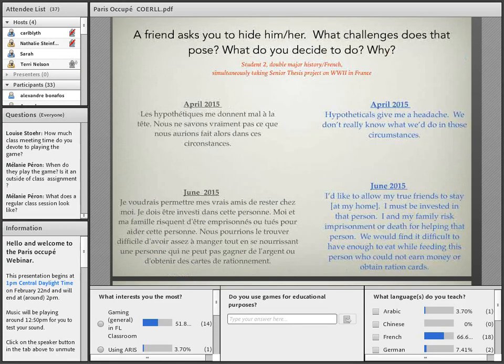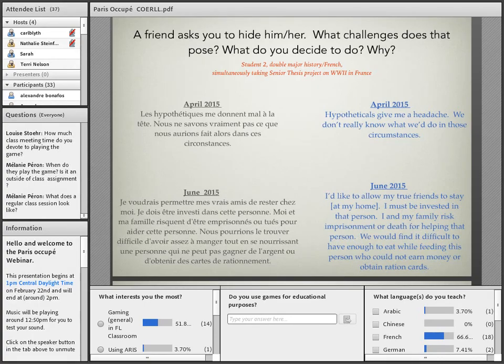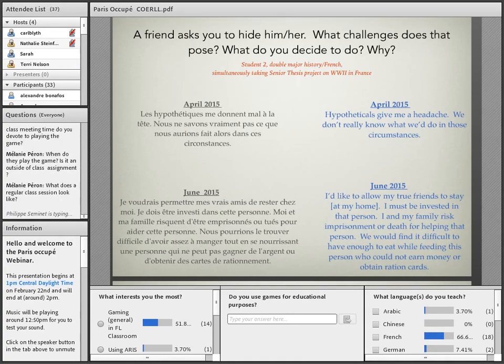Here's another one. This is my student who's a double history major. I asked, what do you decide to do? And he just avoided the question. He said, hypotheticals give me a headache, I don't know what I'd do. This is the kind of response from students who don't want to think at that level of critical thinking, and who maybe don't have the language to say what they want to say. You can see, and I only have a little piece of his argument from June 2015, this went on for like four paragraphs, that he was much more nuanced. He actually answered the question at the end of the game.